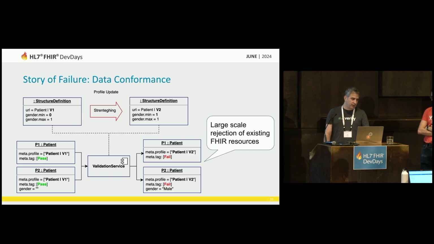For example, P1 and P2 both don't have a valid gender field, but they're still passing because the gender field is optional. But as soon as we upgrade our IG from V1 to V2, both of these valid patients become invalid. And if we have not foreseen how to fix this, we might lose this data, and downstream systems that rely on the correct data might ignore them.